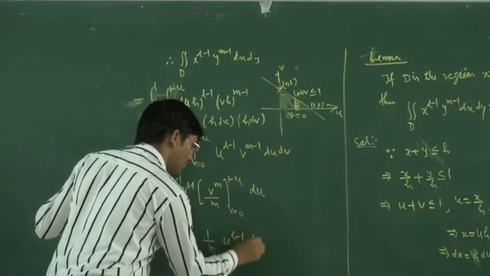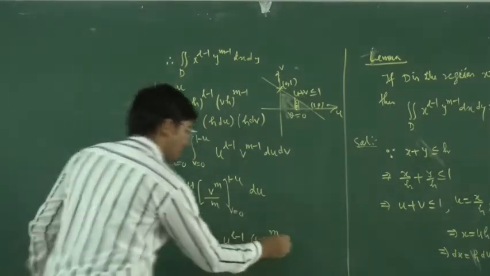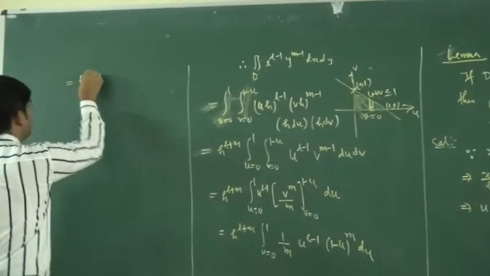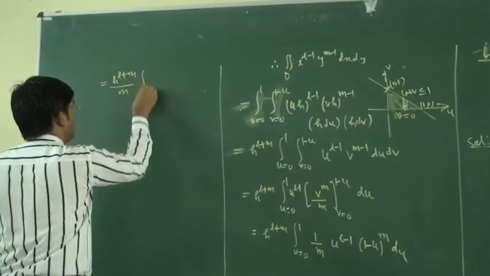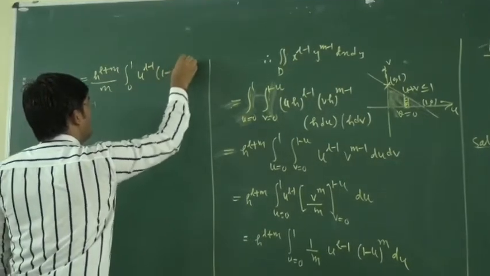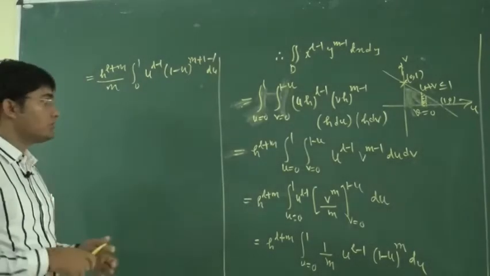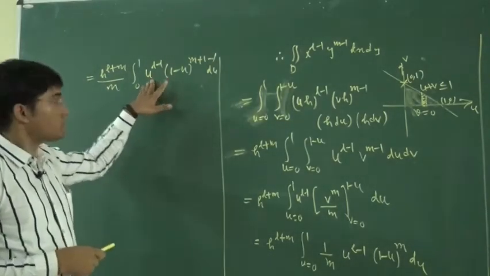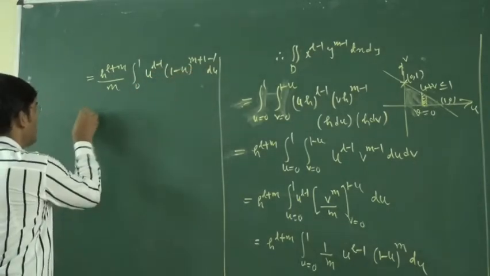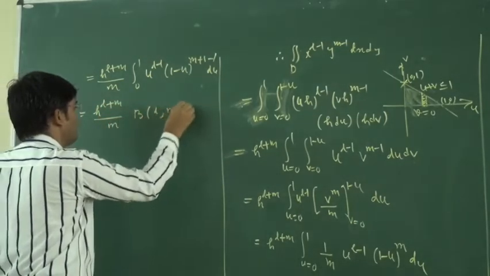Now if you put v as 1 minus u, then this will be (1 minus u) power m, and for the lower limit we have 0, into du. So this is equal to h power l plus m divided by m, then integral 0 to 1, u power l minus 1 into (1 minus u) power m plus 1 minus 1 du. Now this is your definition of beta function, x power l minus 1 into (1 minus x) power m minus 1. So this is equal to beta l comma m plus 1.